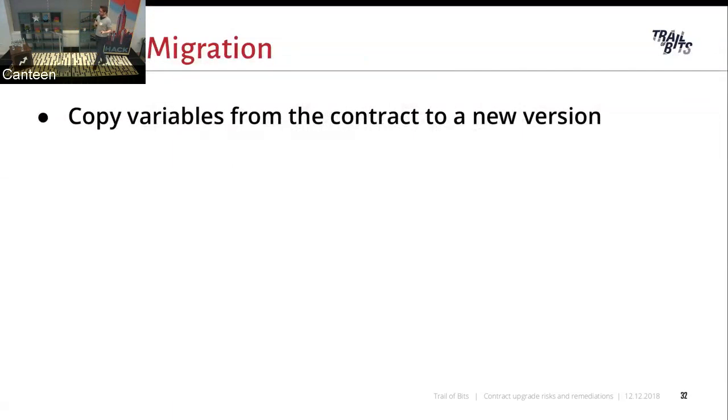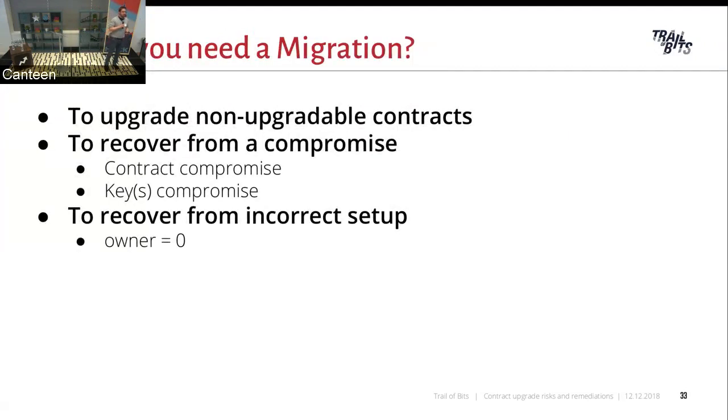So what is a contract migration? It's simply the act of taking the variables from one contract, deploying a new version, and copying all these variables to the new version. So why do people use contract migration? First, to upgrade a contract which is not upgradable, you can just deploy this new version and copy all the variables. But even if you have an upgradable contract, you may at some point need a migration.